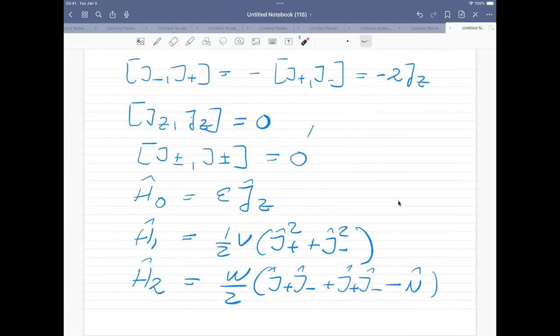And when these act on one of these states, like if this operator acts on, let's say, a state with a given number MS, this is going to be given by a constant times this MS. So that's going to simplify the setup of the Hamiltonian matrix.